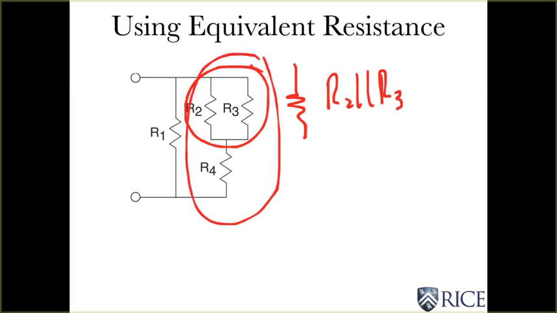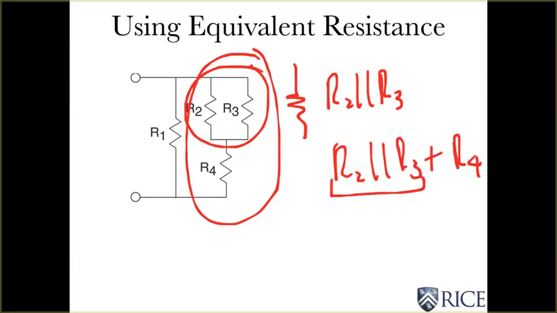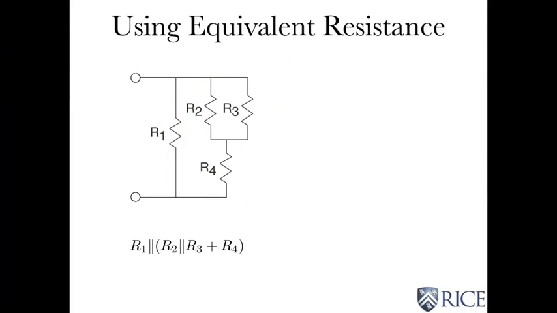This set now looks like a single resistor whose value is R2 parallel R3 plus R4, because this parallel combination is in series with that. And then this single resistor, which is what that looks like there, is in parallel with R1. And so our final result is a little complicated, but very simple to write. And that is that R1 is in parallel with the combination R2 and R3, which is in series with R4.